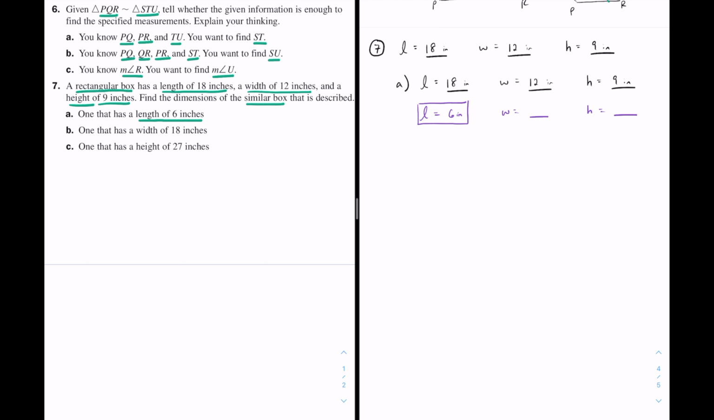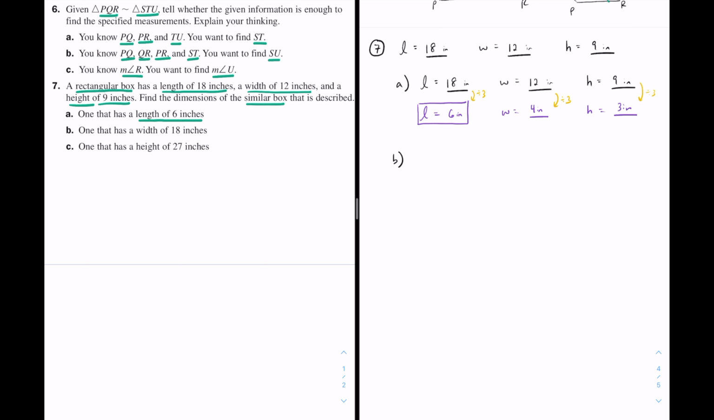So how are we getting from this length to this length? That's going to be divided by 3. So if we divide by 3 here to keep the same ratio, then that would be 4 inches for the width. And if we use the same ratio, then we go ahead and divide by 3. Then this height for this other box would be 3 inches. Okay, so that's part A.